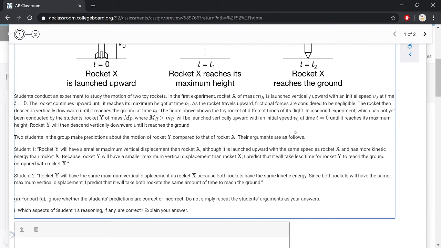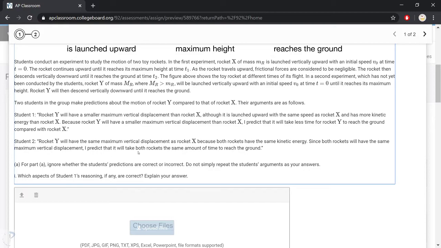Two students in a group make predictions about the motion of Y compared to X. Their argument is as follows. Oh, look, this is like a tipper's question. Student 1: rocket Y will have a smaller maximum vertical displacement than rocket X, although it's launched upward with the same speed as rocket X and has more kinetic energy than rocket X. Because rocket Y will have a smaller vertical displacement than rocket X, I predict that it will take less time for rocket Y to reach the ground compared with rocket X.